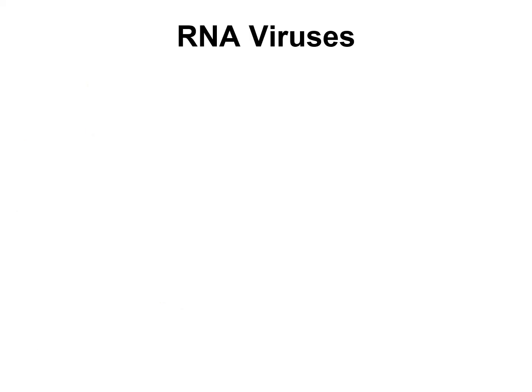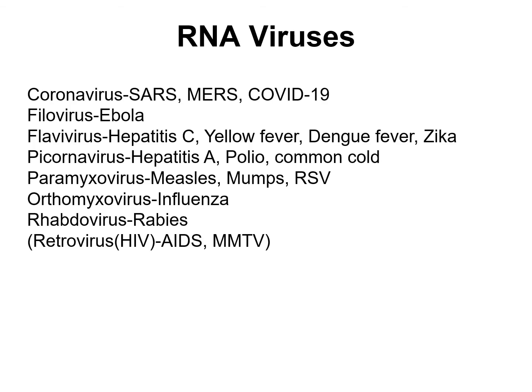RNA viruses are the other type of virus that I want to talk about. And with RNA viruses on your microbes to memorize sheet, there are lots of different types of RNA viruses, and I didn't have any good pictures of those. But for these, you have the coronavirus, which includes, of course, COVID-19. Filoviruses include Ebola. Flaviviruses include several diseases, such as yellow fever and dengue fever and Zika.